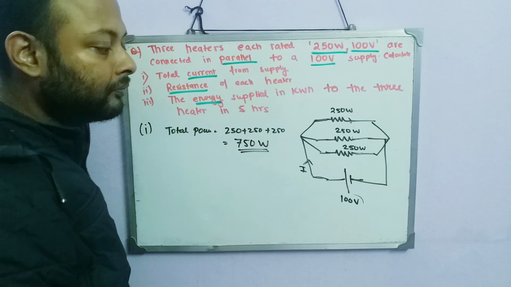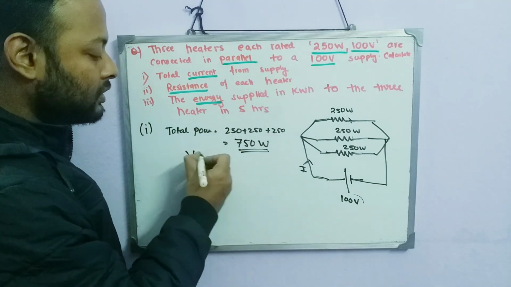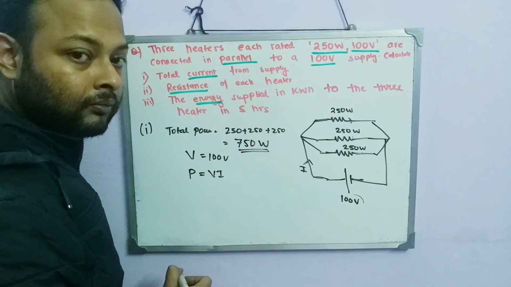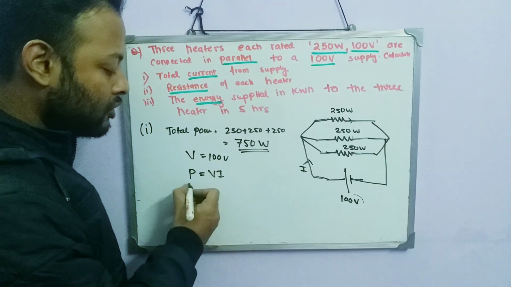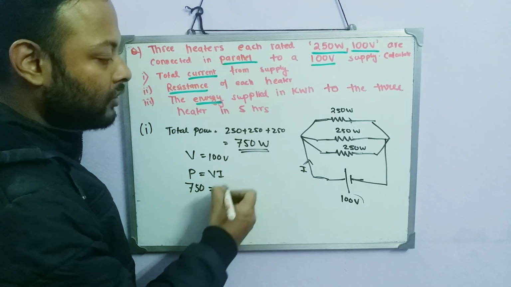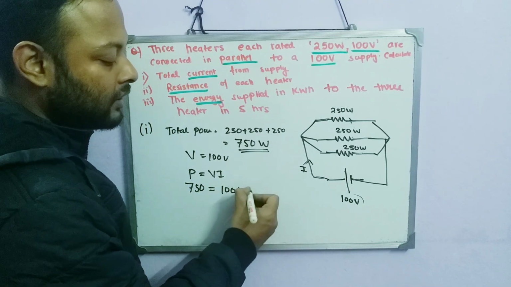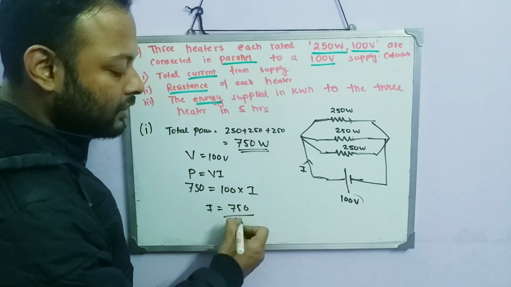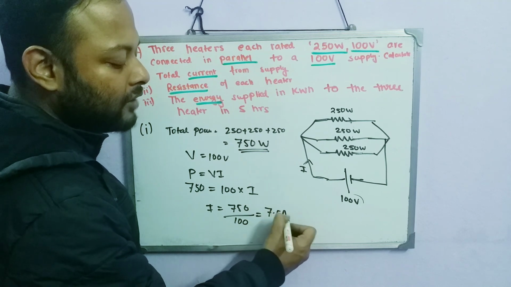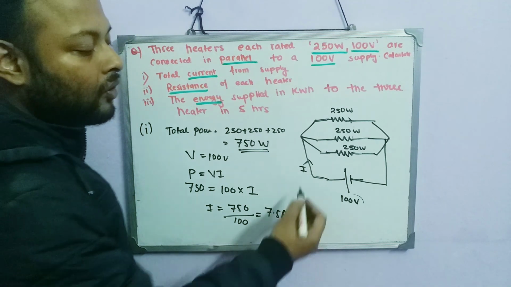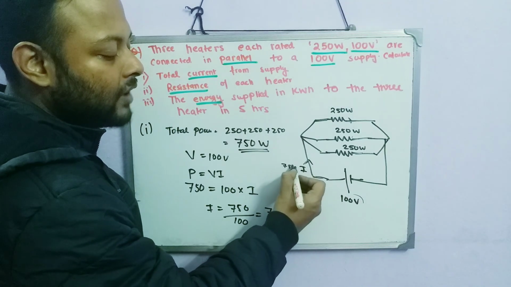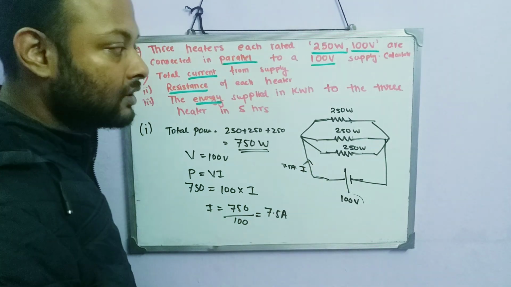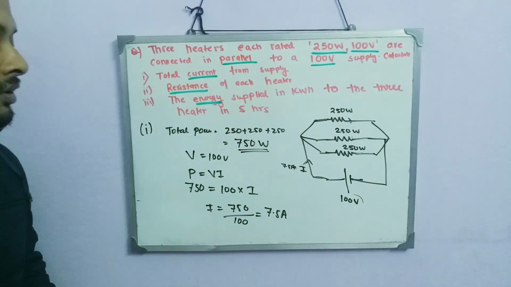Total power. And the voltage given is how much? 100 V. So power is equal to VI. We know this formula. Just apply it, we'll get the current. So power is 750, voltage is 100, and current I have to find. Use the formula. It becomes 750 by 100, that becomes 7.5 ampere. So the current over here is equal to 7.5 ampere. So 7.5 ampere of current is passing in the entire circuit. Okay, so we have got the current.